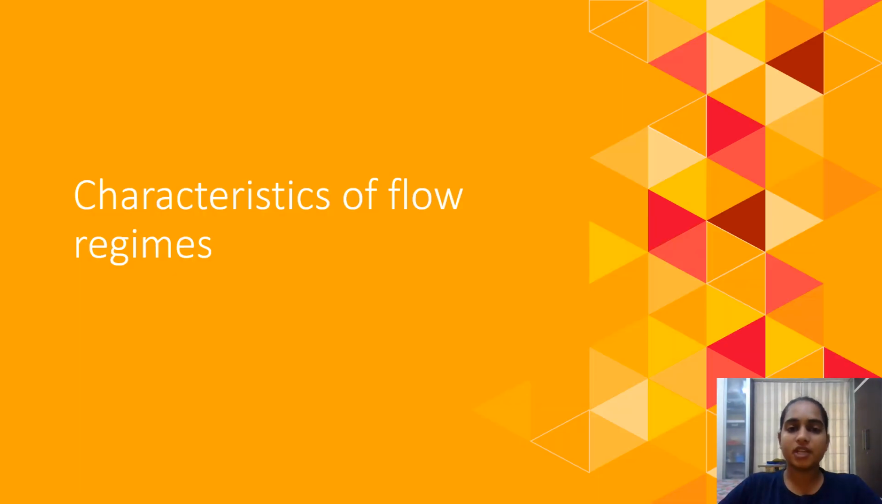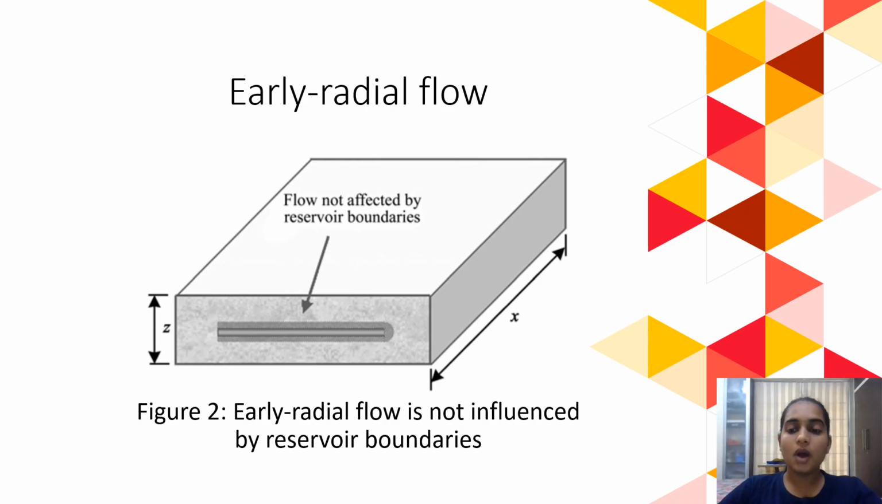Characteristics of flow regimes. Now, let us discuss all the flow regimes one by one. Early-radial flow. Consider a well producing at a constant rate. The early-radial flow regime occurs before the drain pressure transient caused by production encounters either of the vertical boundaries in the reservoir. Figure 2 shows a radial flow pattern penetrating out into the reservoir.